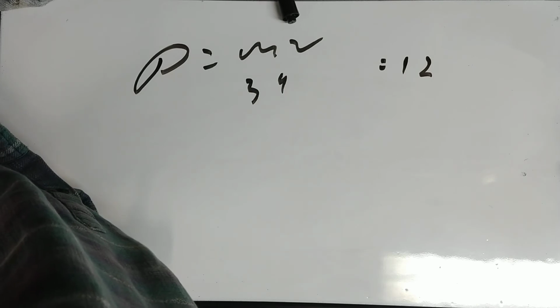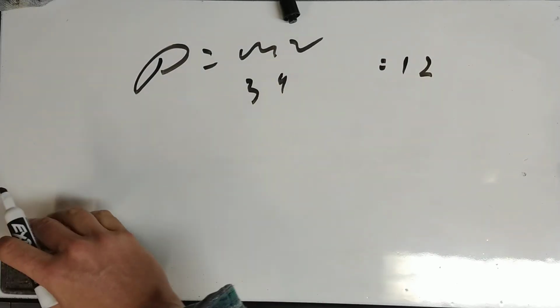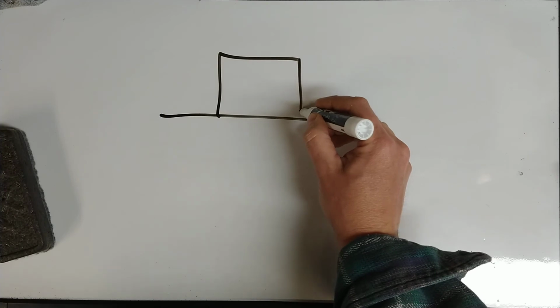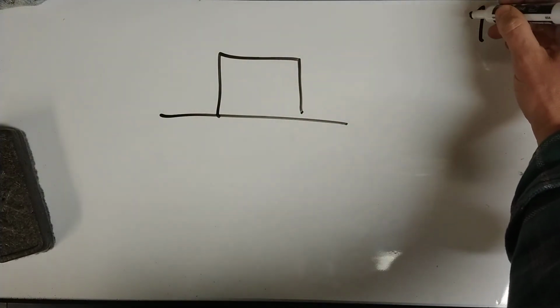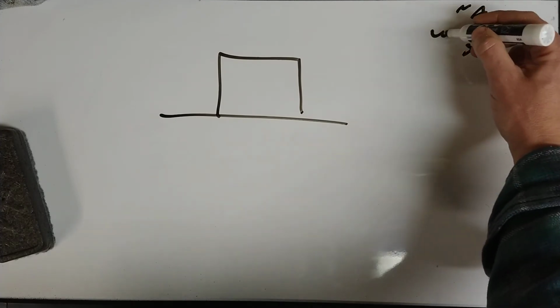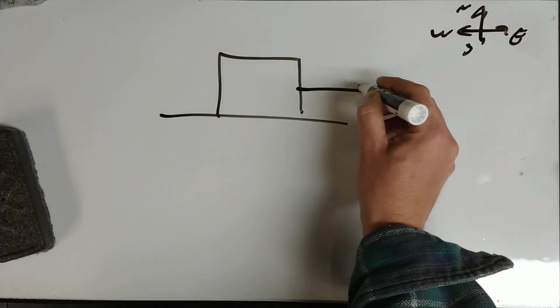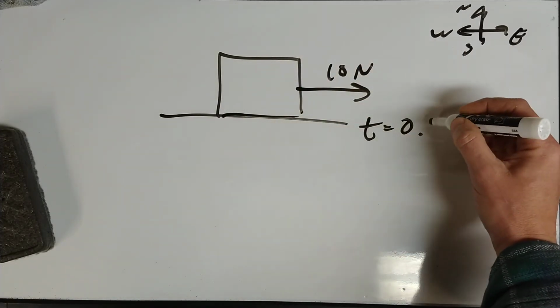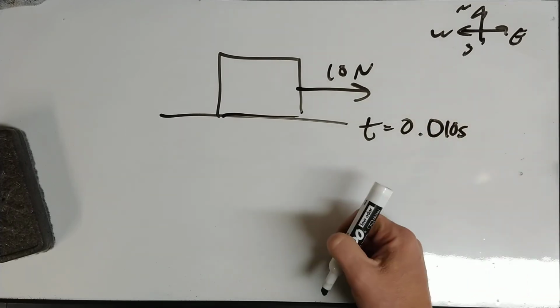94%. A 10 Newton force to the east acts on an object for 0.010 seconds. All right, so we've got some object. North, south, west, east. It's acting this way, a 10 Newton force acting to the east for a time of 0.010 seconds. What force acting on the object for 0.020 seconds would produce the same impulse?